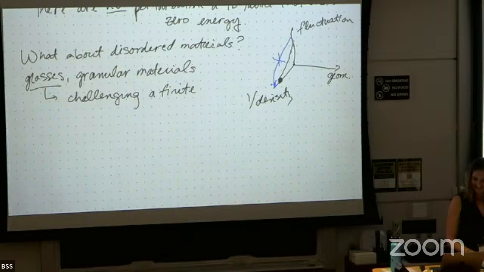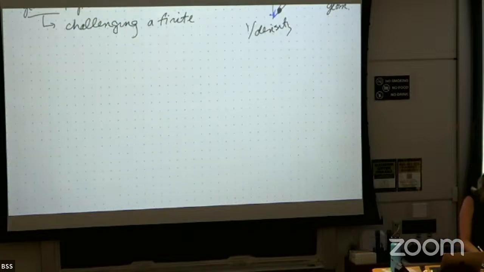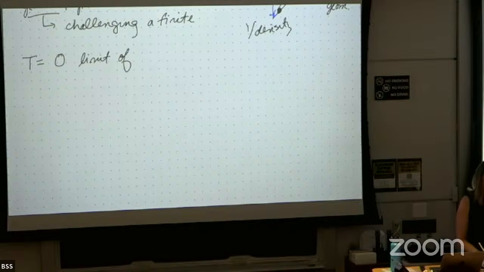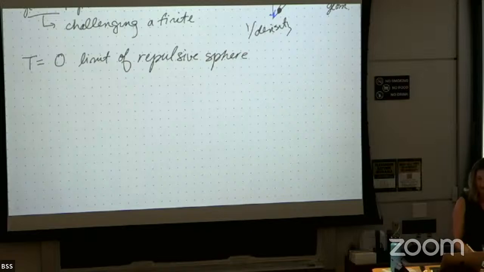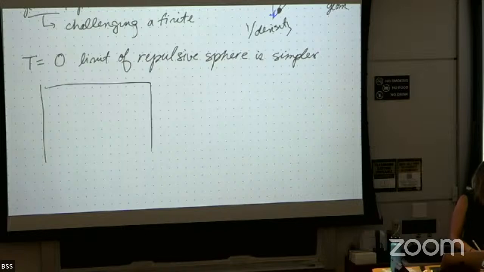Okay, so let's do t equals 0. That was a long-winded way of saying let's ignore all of that and do t equals 0. Okay, the limit of repulsive spheres. They don't have to be repulsive, but repulsive is easiest. If they get too attractive, then you get gelation and another interesting set of things, but it is simpler. We're going to talk about it, and we're going to talk about rigidity in it.